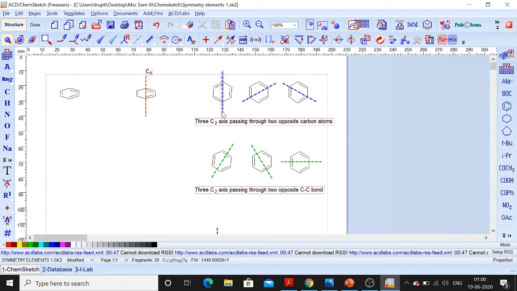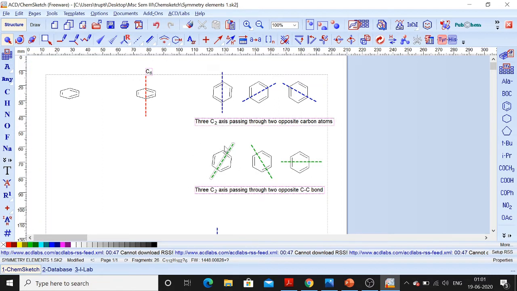Now this axis I have passed through two opposite carbon atoms. Like that, we have these two opposite carbon atoms as well as these two opposite carbon atoms. That's why, how many C2 axes are possible for this? There are three C2 axes which are passing through two opposite carbon atoms.